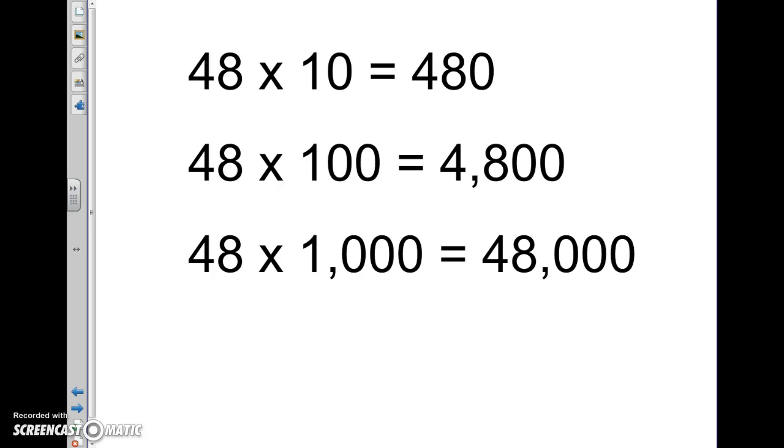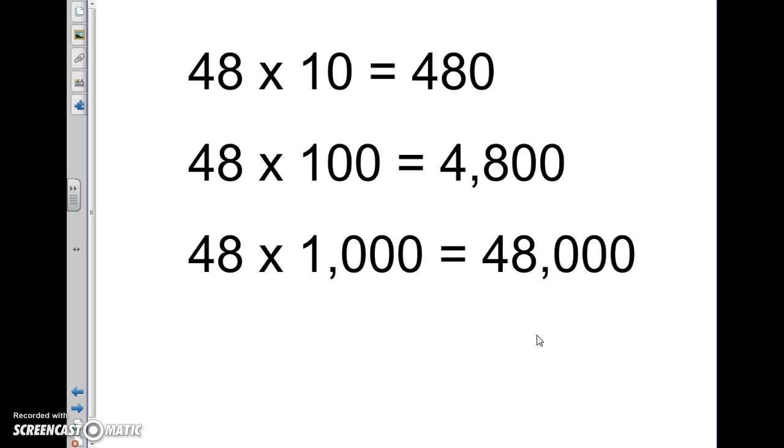Now, in each of these products, it appears that all we're doing is taking that 48 and adding some zeros, right? There's one zero in a 10, so we just add the zero to the end of the 48. We have two zeros in a 100, so we just add two zeros at the end of 48 to give us 4,800. We have three zeros in 1,000, so we just add three zeros at the end. That's what it appears to be when we look at it.